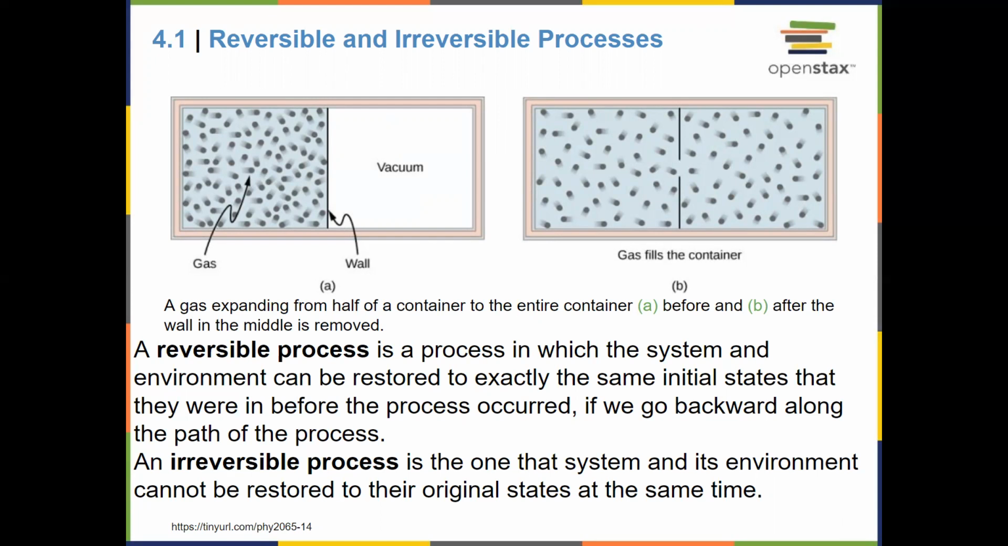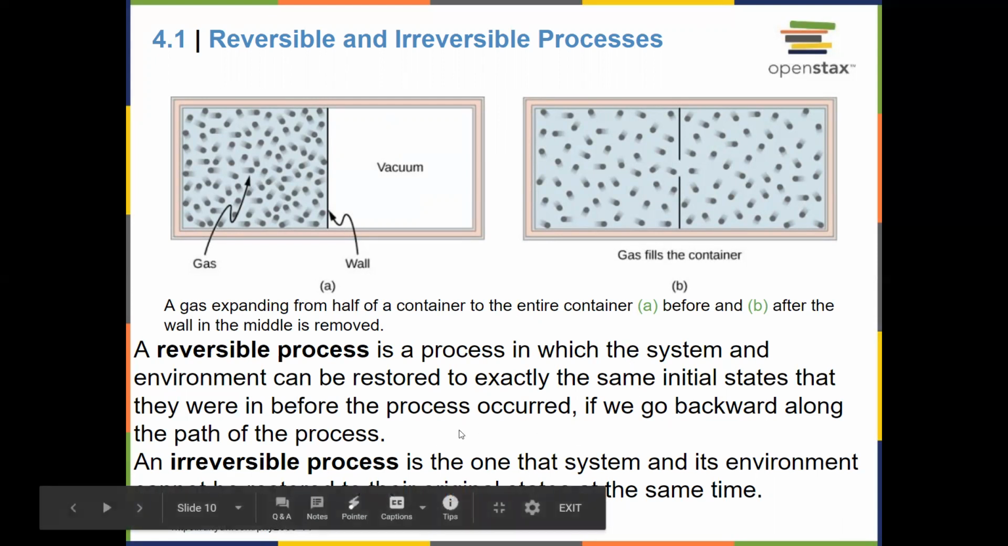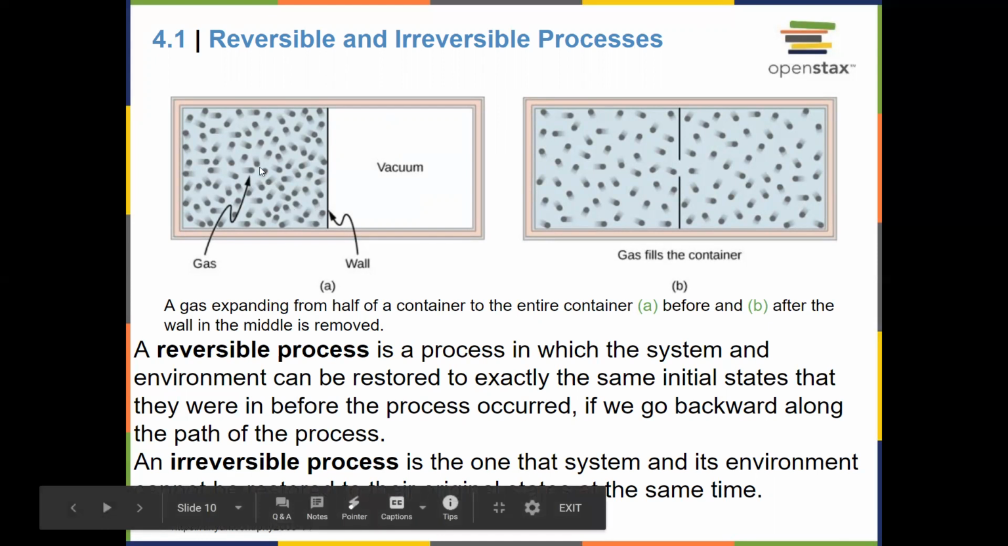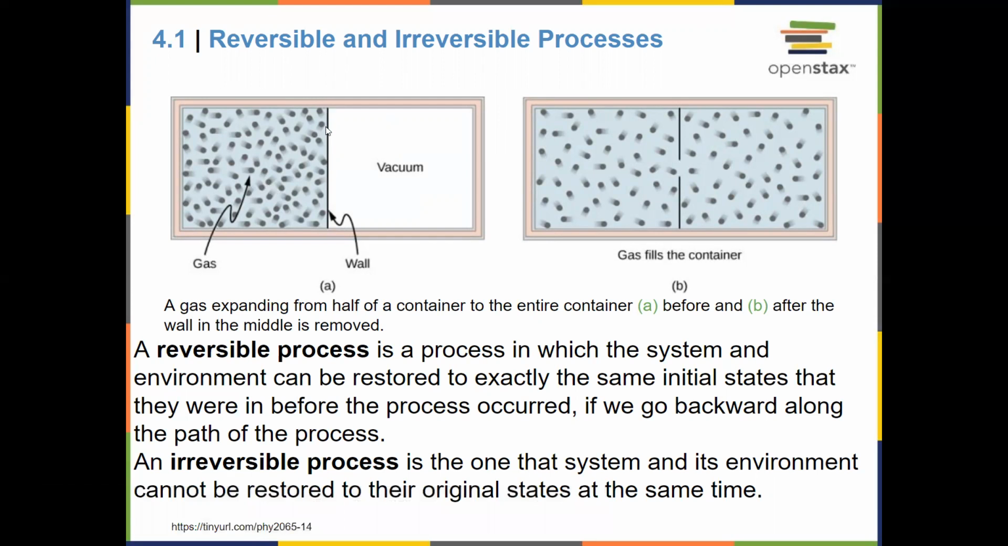Okay. So an irreversible process means the system and its environment cannot be restored to the original status at the same time. So there's something extra that has to be done. For example, if you have a gas system in this compartment with a wall here, and on the other side of the container, it's vacuum, once you make a small hole here, the gas is going to expand into the vacuum area, all right?